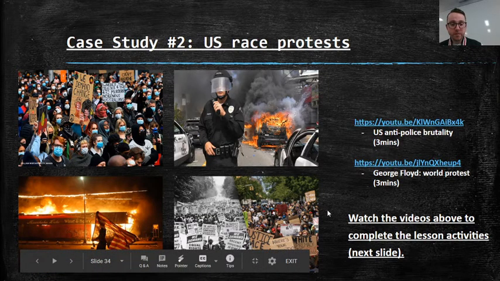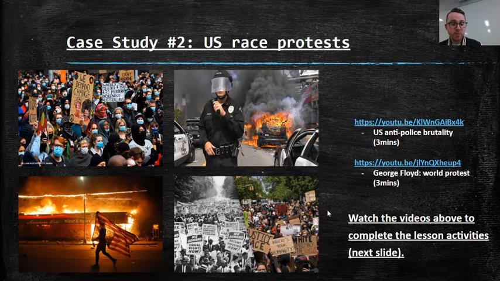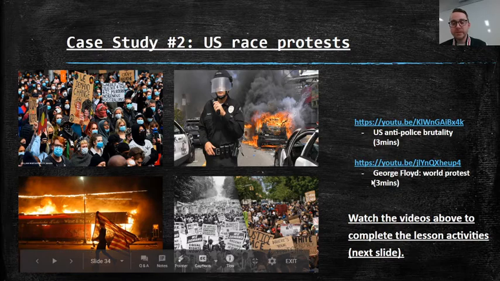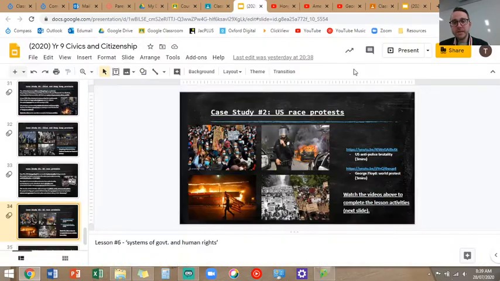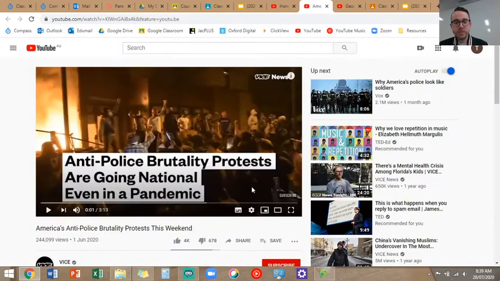And this photo shows you that this isn't a new issue. You've got protesters from the 1960s with Martin Luther King, and you've got protesters from 2020. So 60 years they've been protesting for racial equality, civil rights. Nothing's happened. In a democracy, that is supposed to change. So why hasn't that happened? Well, watch these two quick little videos here. So 3 minutes each. Should be easy enough for you to watch a 3-minute video. You might not even get an ad.